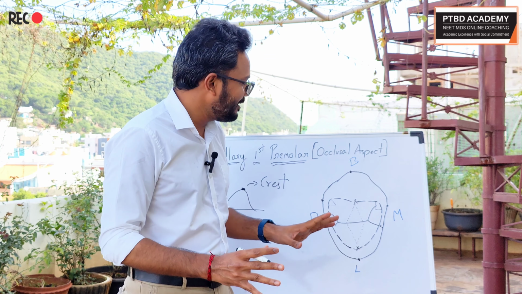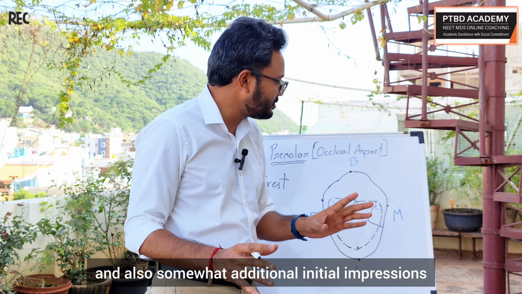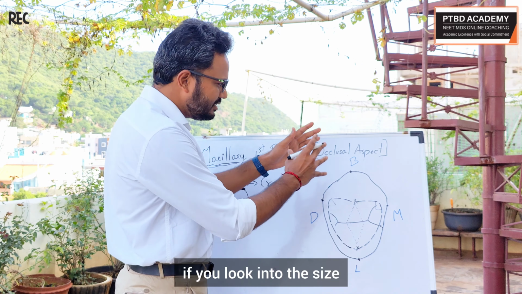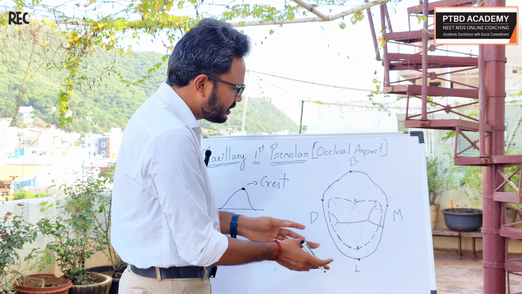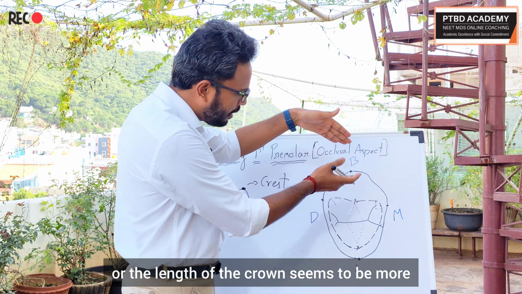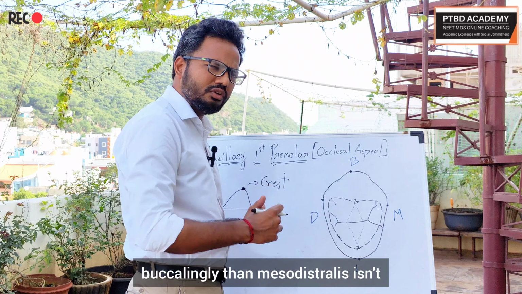Additional points. Somewhat additional initial impressions which we can make out is, if you look into the size and shape of the crown, it seems to be elongated, or the length of the crown seems to be more buccolingually than mesiodistally.